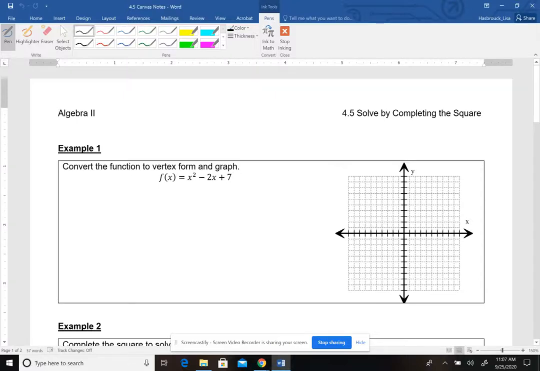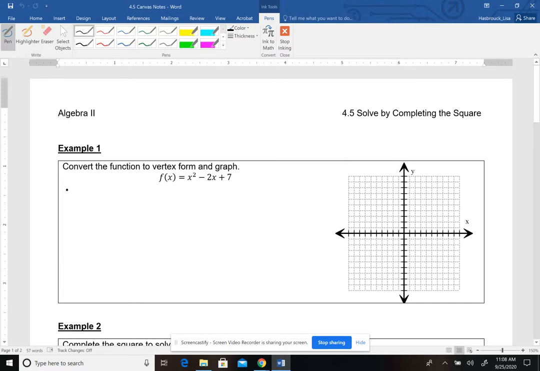Hello class. Today we're going to go over 4.5 notes in Algebra 2. This is completing the square. For the first example, we're going to convert the function to vertex form and then graph it. Whenever it says convert to vertex form, that means we are going to complete the square.